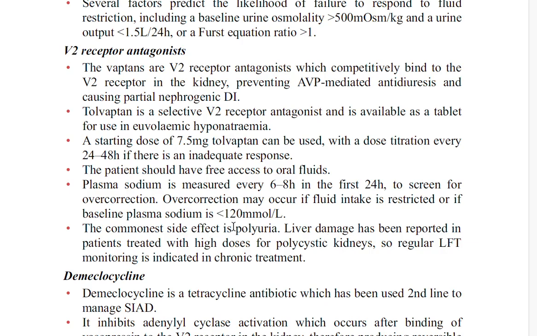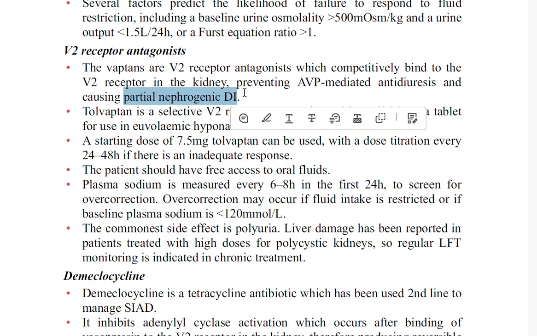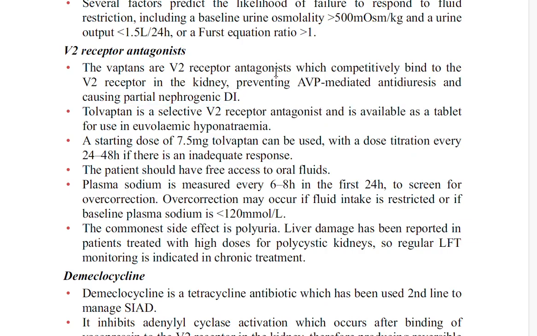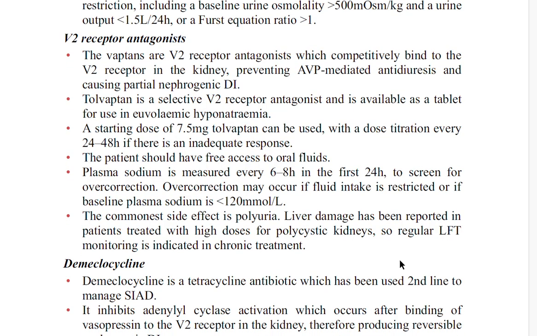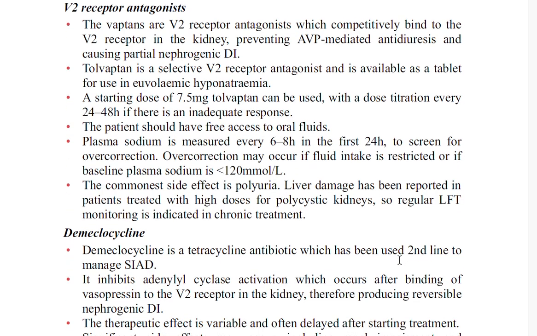The commonest side effect is polyuria, which I have already said is because it induces partial nephrogenic diabetes insipidus. Liver damage has been reported in patients treated with high doses for polycystic kidney disease. So regular LFT monitoring is indicated in chronic treatment. So when you are giving vaptans, always start with tolvaptan, which is an oral tablet. Start with 7.5 milligrams. Measure sodium 6 to 8 hourly in the first 24 hours. Make sure that you are not overcorrecting the patient and monitor the liver function tests.